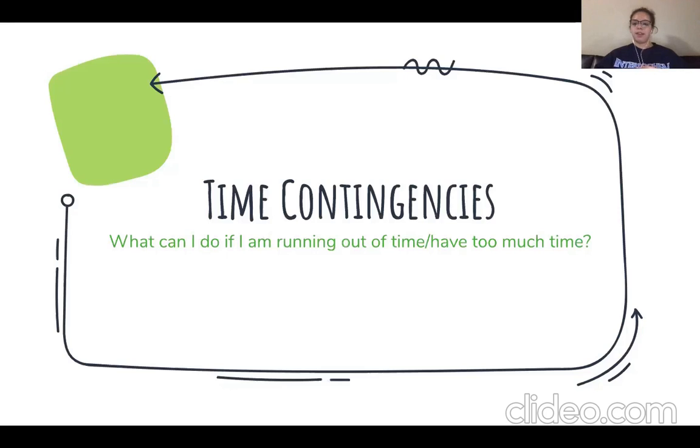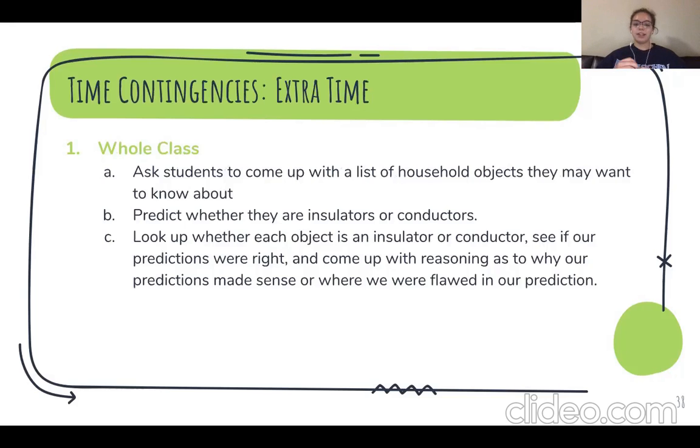Finally, we're going to go over the time contingencies. What can I do if I'm running out of time or I have too much time with this lesson? If you have extra time, something you can do as a whole class is ask students to come up with a list of household objects they may want to know about and predict whether they're conductors or insulators. Then we can look up whether each is a conductor or insulator, see if our prediction was right, and come up with reasoning as to why our predictions made sense or were flawed.